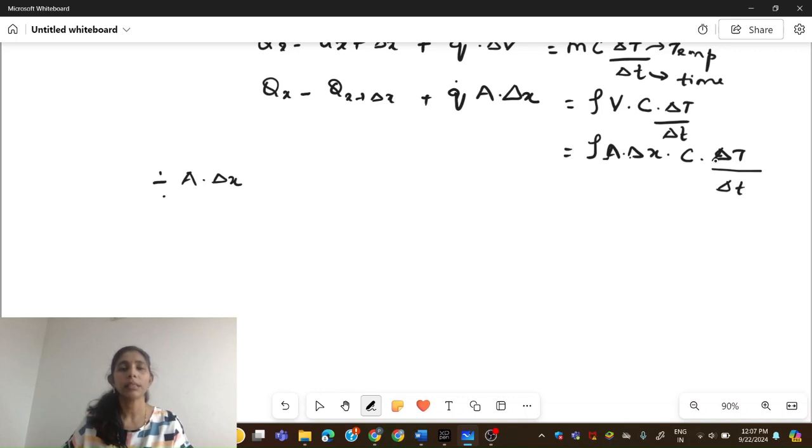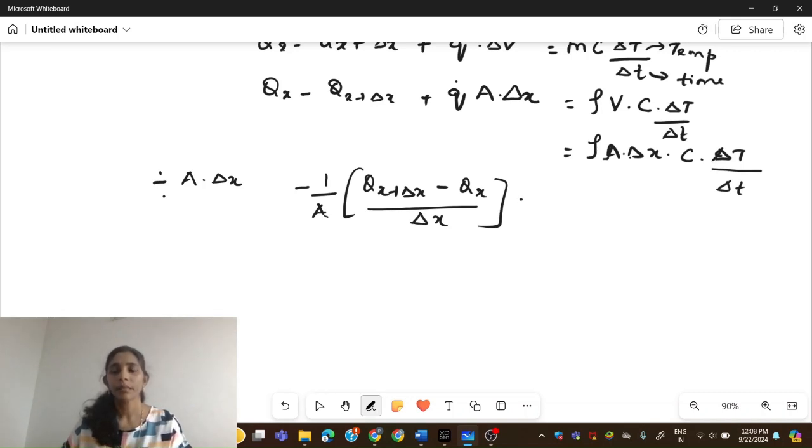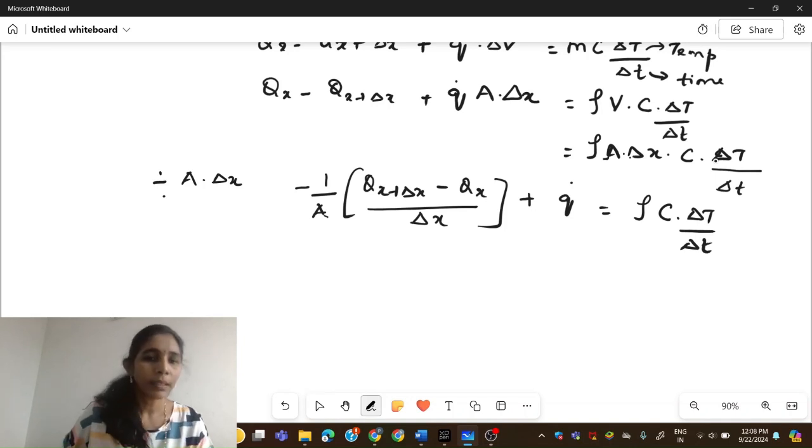Now let me divide this whole equation by A into delta x, and I'm reversing these two terms. So it is going to be 1 by A, inside it is going to be Qx plus delta x minus Qx, divided by delta x, this is A, plus Q dot, since here again A into delta x will go, equal to rho into C into delta T divided by delta t.